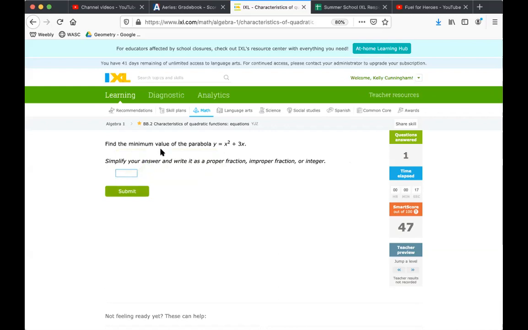Find the minimum value of the parabola. So minimum value means y value of the vertex. Okay, so I got to find the x value to find the y value first. So x is negative b over 2a. So that would be negative 3 divided by 2 times 1. Okay, so that would be negative 3 over 2. So they want my answer as a fraction, so I'm going to leave this as a fraction.